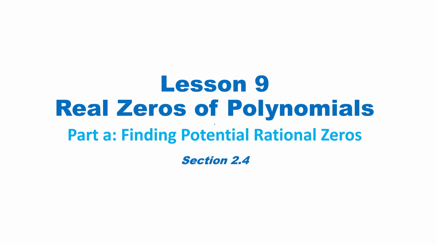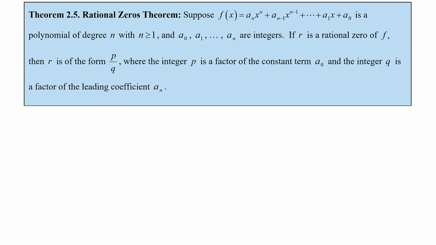This lesson comes from section 2.4 in the college algebra textbook, and we begin with the rational zeros theorem. Suppose we have a polynomial with the usual leading term of a sub n x to the n and the constant term of a naught. Well, this polynomial is of degree n, and note one thing here: the constant term must be an integer, so a naught must be an integer for this theorem to work.